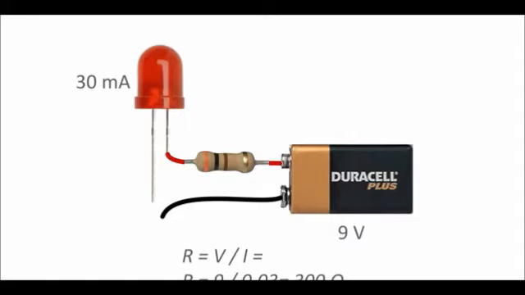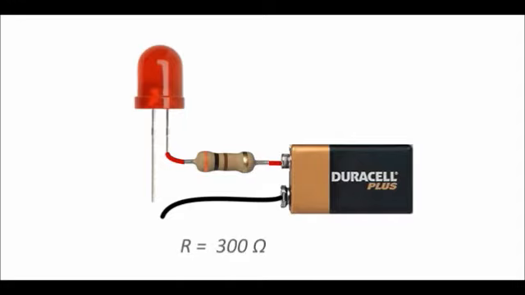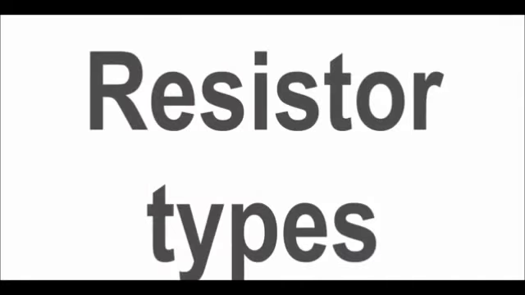Using Ohm's law again, we know that the resistance is equal to voltage divided over current, or 9 volts divided over 0.03 amps is 300 ohms. If we now connect also the negative lead and create a circuit, the LED emits a nice red light. Using a resistor for an LED circuit is just one application, but there are numerous other applications and purposes for resistors. To give a complete overview would be absolutely impossible in this short video.